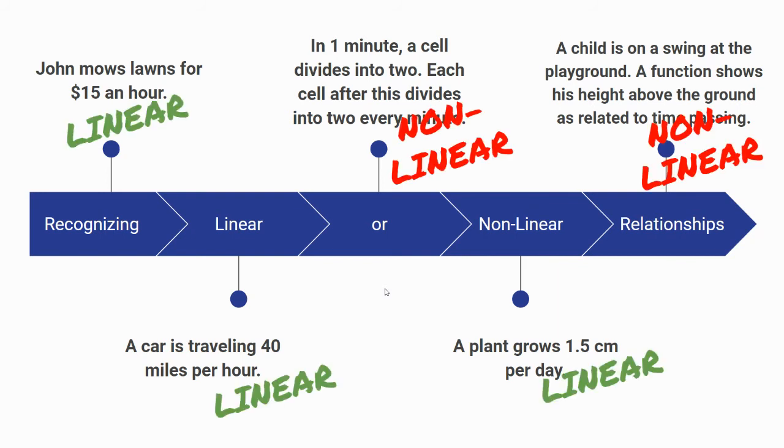And we're back, and there they are. A cell divides into 2. Each cell, that would give you an exponent. That's what that's all about. And a child's on a swing. A function shows its height above the ground as related to time passing. If you saw the swing, you can see again it's going to go up and it's going to go down because the speed's going to be faster as he hits the bottom and slow down. So it's not going to be a linear equation, linear relationship.